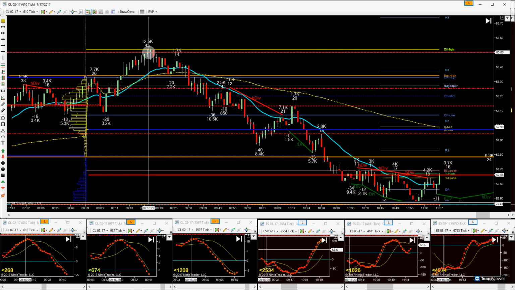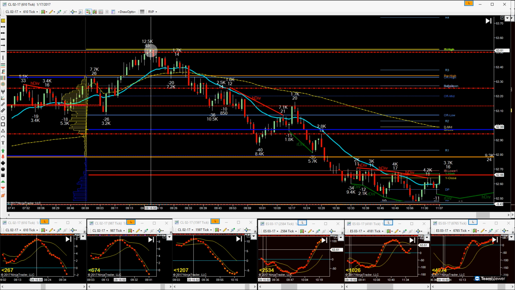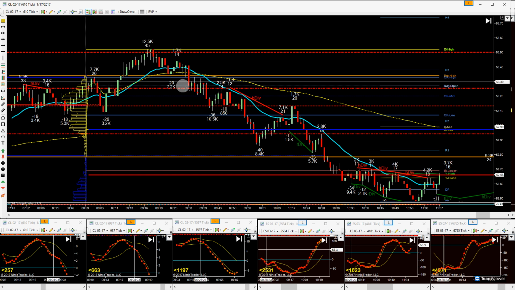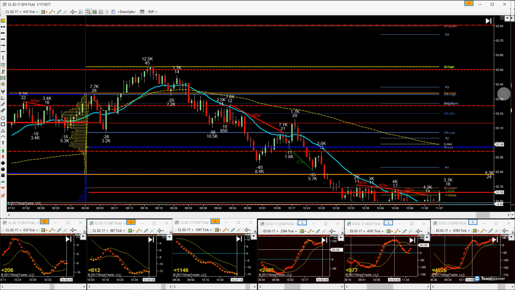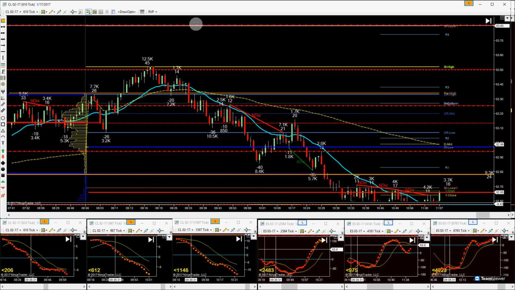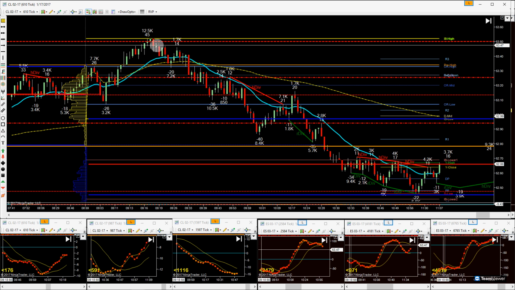Completely changes the complexion of the day, because now we're saying, all right, we tested to a level. That level held. Now we're going to expect to come down and test to another level. Yesterday we were saying, well, we just kind of stopped short in here. We didn't get anywhere. So yeah, we tested higher. Now we're going to come down and let's see what happens.